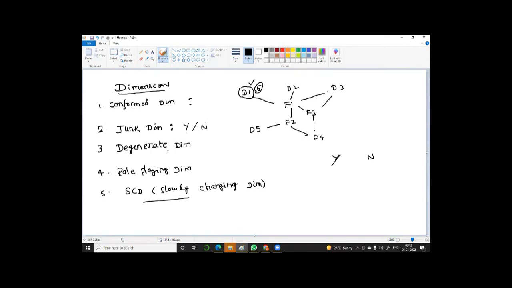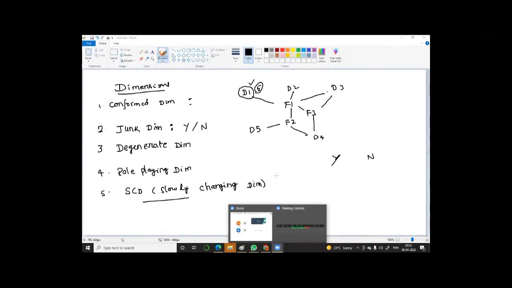Degenerate dimension. This is a key not related to any dimension but linked to a source. Source means again, I think now... one second, I think someone has entered. Yeah, okay. So what is the next one?